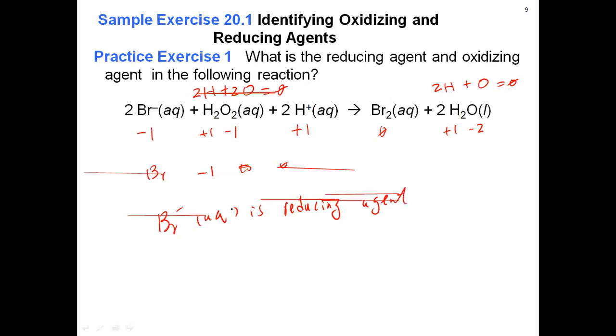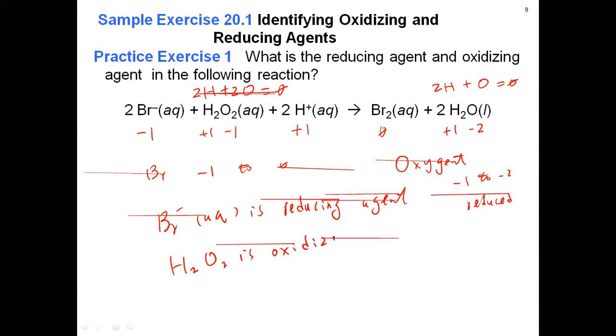And let's see who has been reduced. Oxygen has been reduced. Why? We check its number. The oxygen number changed from -1 to -2. So the number goes down, and therefore the element has been reduced. If the element has been reduced, whichever species has that element will be our oxidizing agent. Therefore, H2O2 is the oxidizing agent, or oxidant.